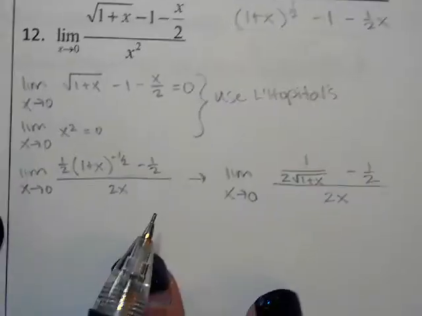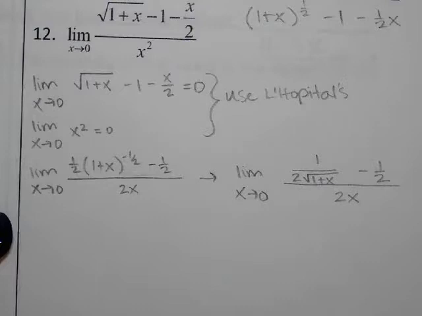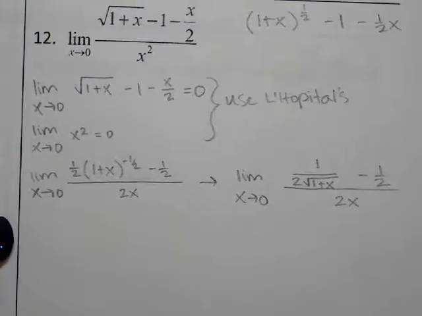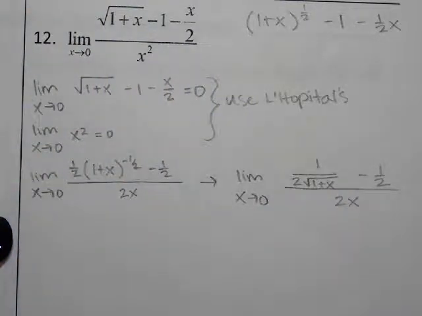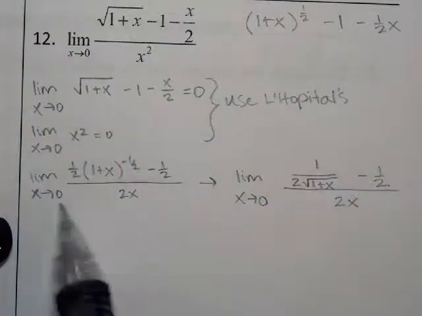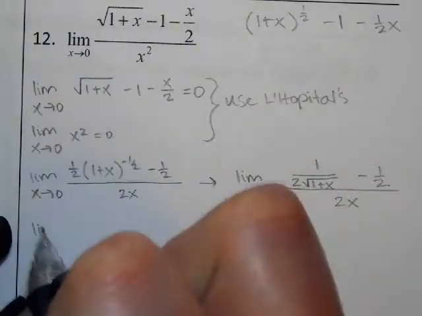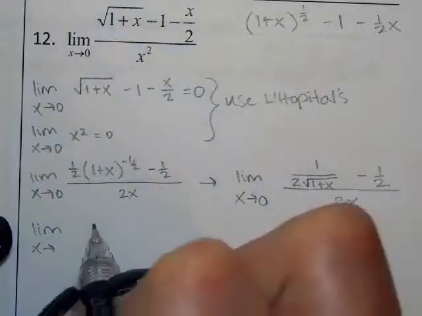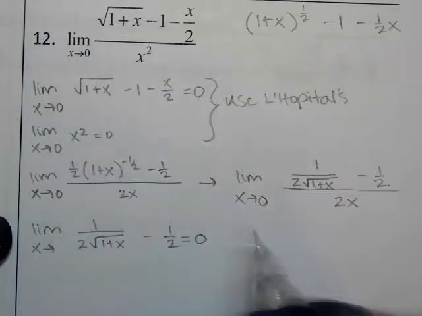Okay? But we can't just say 0 over 0. They don't like that notation. We have to write it out again. This is what we're messing with here: we know we need to use L'Hopital's, but we have to have correct notation all the way through. So the perfect notation is limit as x goes to 0 of 1 over 2 square root 1 plus x minus 1/2. That is 0. Limit as x goes to 0 of 2x, that is 0. Use L'Hopital's.